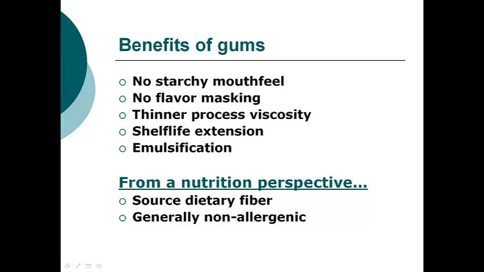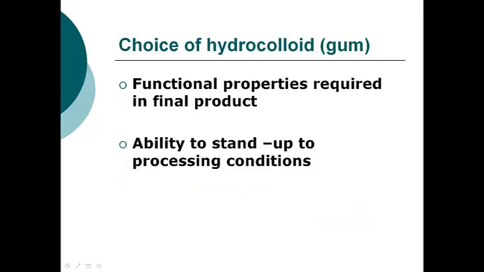And they can be used in gluten-free products to aid in producing a bread with characteristics similar to that made with wheat flour. It is the gums that replace the elasticity that would be contributed by the gluten. Xanthan and guar are commonly used for this particular purpose, and they are both readily available in the consumer marketplace. Choosing a particular gum depends on two factors: the functional properties that you want in the final product, and the ability of the gum to stand up to processing conditions.